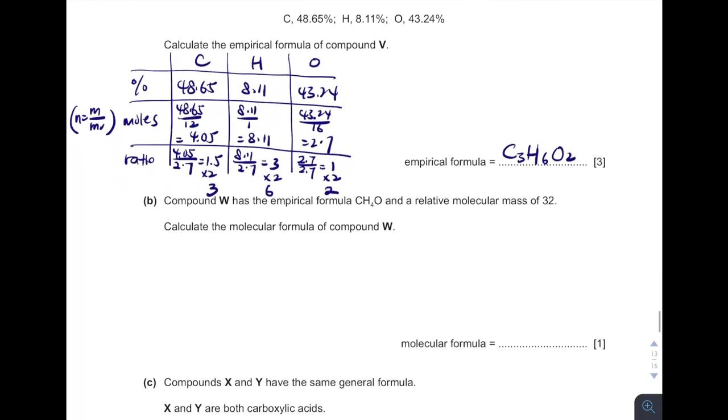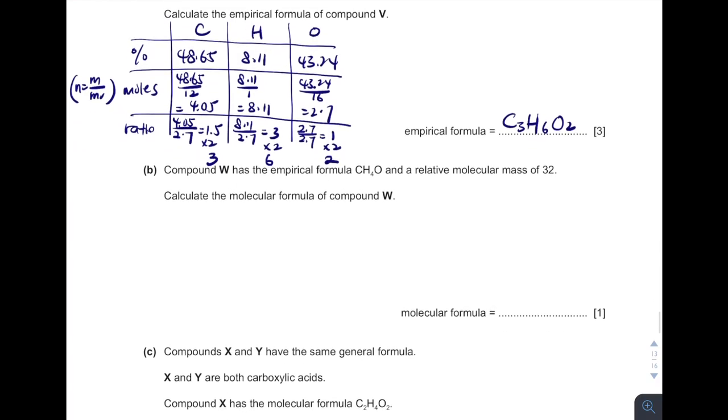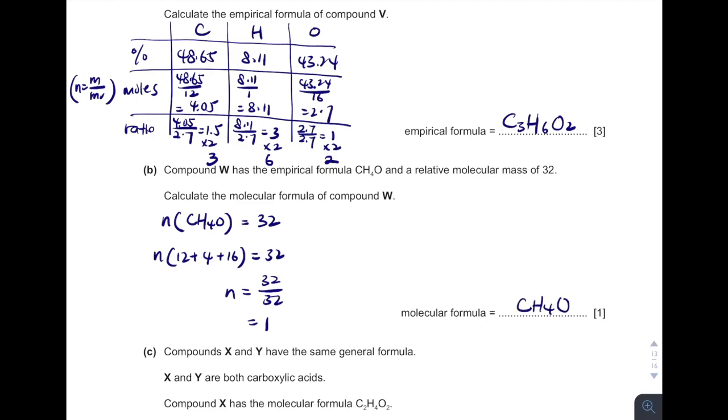The next one: compound W has the empirical formula of CH4O, with a relative molecular mass of 32. So what is the molecular formula? Now we need to look for the factor that we have to multiply into the empirical formula to obtain the molecular formula with the mass of 32. Carbon 12, total 4 hydrogen and oxygen, so eventually you'll get 32 as well. From here we know that n equals 1. So the answer is just CH4O. And if you look at the total mass of CH4O, you will get 32.